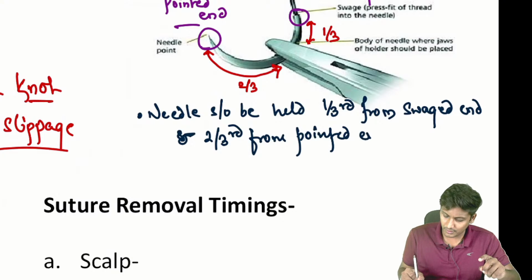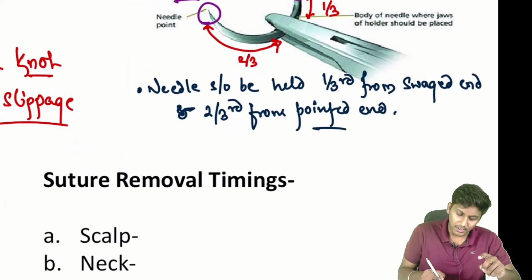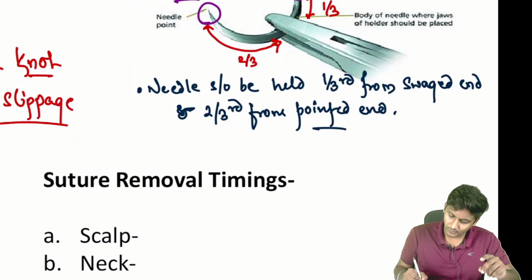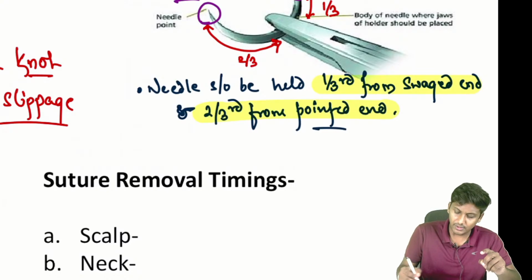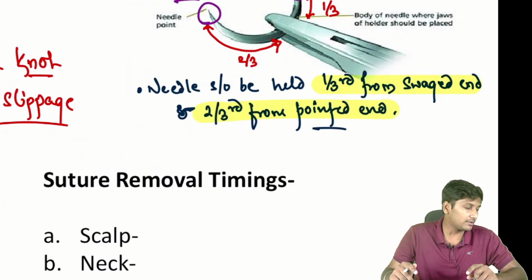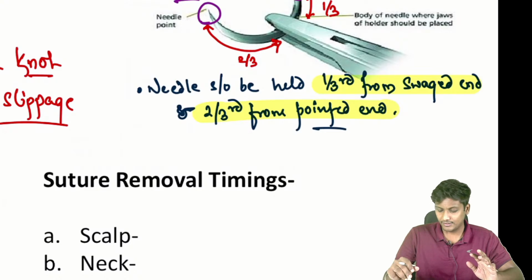Okay, one-third from the swaged end and two-thirds from the pointed end is the best site to hold the needle with the help of a needle holder. No issues with this, anybody? That has to be remembered.